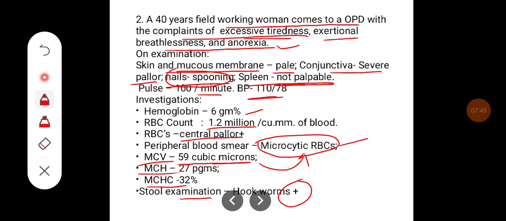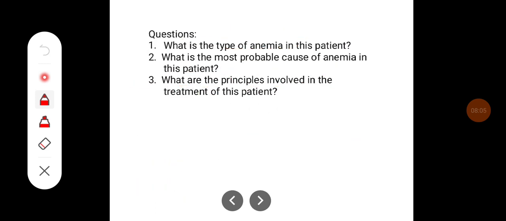Okay, and the anemia here in this case, probably it is caused by the hookworm infestation, where it has caused the iron deficiency, and that is why the person is suffering from the microcytic anemia. So here, what is the type of anemia? It is a microcytic anemia. What is the most probable cause for anemia in this patient? As we discussed, it is because of the hookworm infestation, which has led to the iron deficiency and the microcytic anemia.